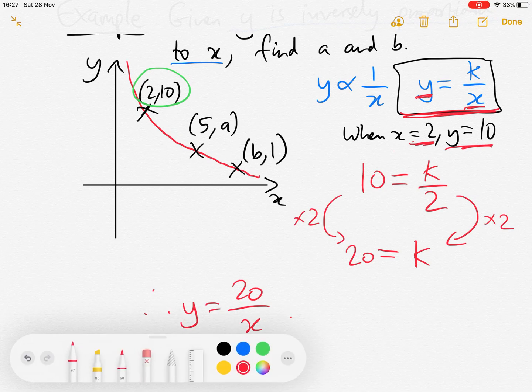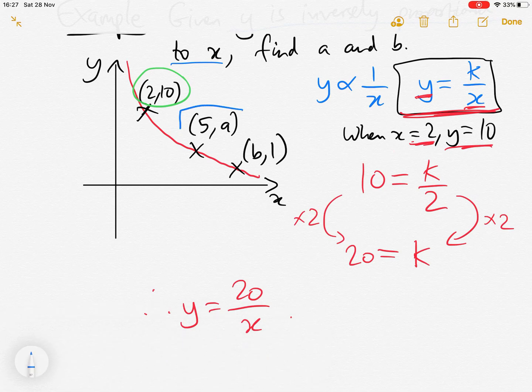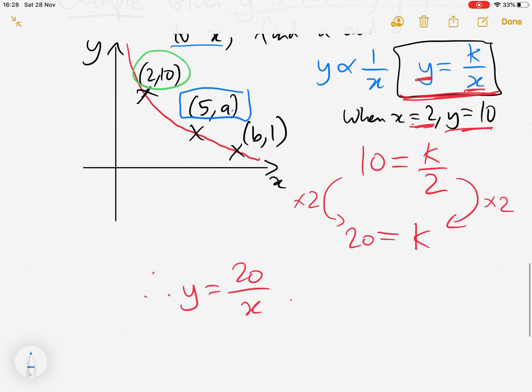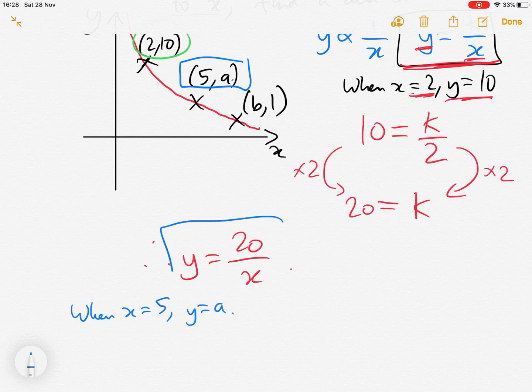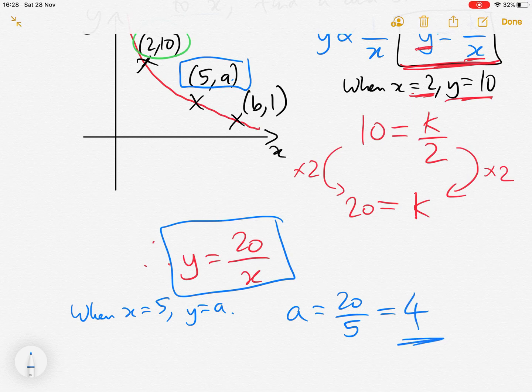So this point A, we know when x is 5, y is a. Because this point 5, comma a, the first value is the x value, the second value is the y value. So when x is 5, y is a. So if we put that information into our formula, this formula here, we get a equals 20 divided by 5, which is 4. So a is 4.